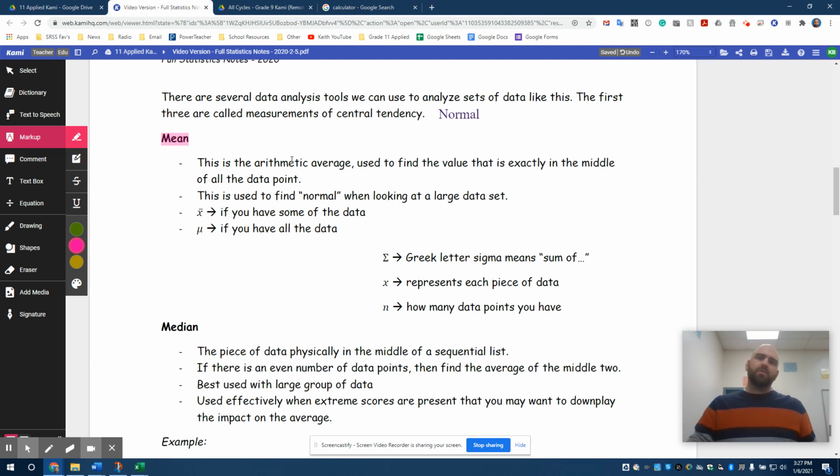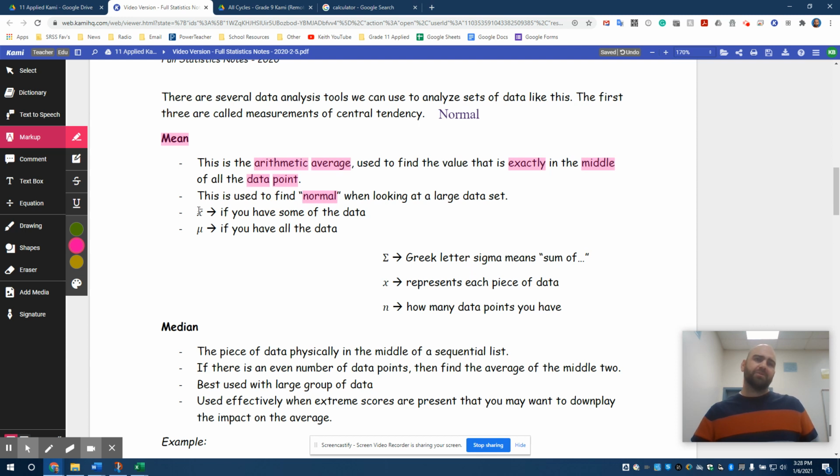This is what we would consider to be the arithmetic average, the calculated average. This is something that we often use in many things, whether it is in our marks or in what people like. It's used to find the value that is exactly in the middle of all data points. It's used to find normal when looking at a large set of data.